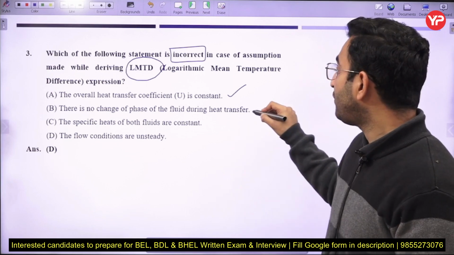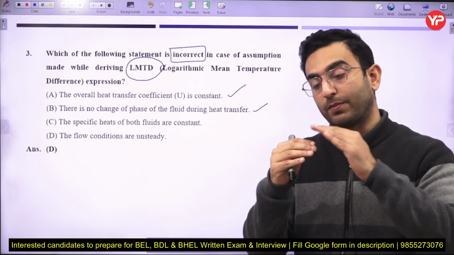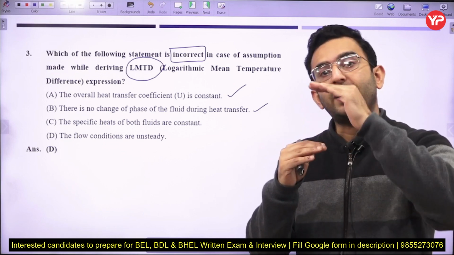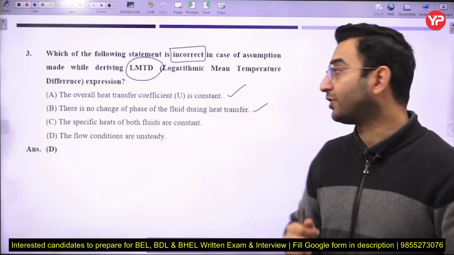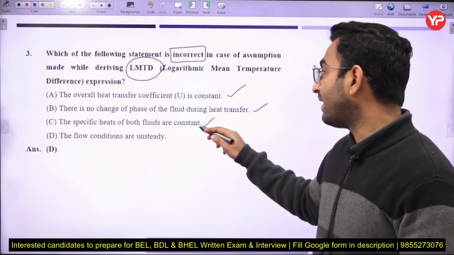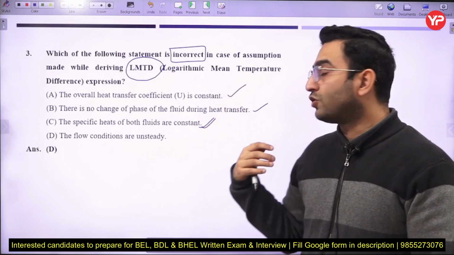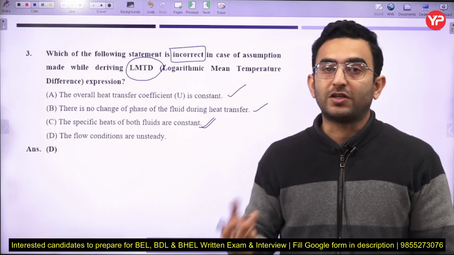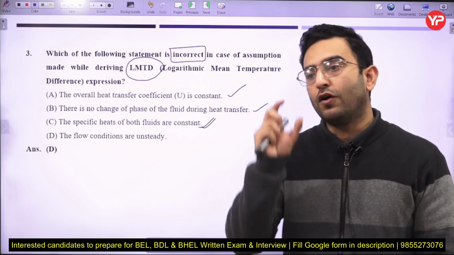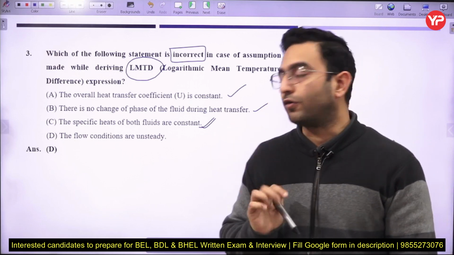Here you are saying that the temperature of the hot fluid is continuously decreasing and the temperature of the cold fluid is continuously increasing while flowing through the heat exchanger. Now the next statement is that the specific heat of both the fluids is constant, that is also correct here, because in a heat exchanger we always assume that the specific heat is not a function of temperature, it has constant values for the hot fluid as well as for the cold fluid.